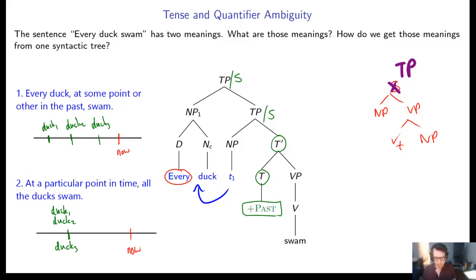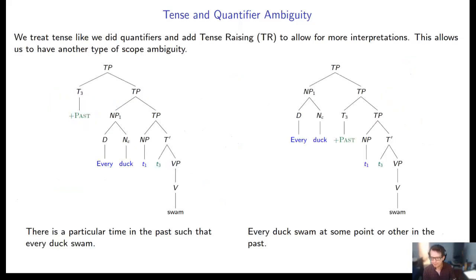We are going to do what's called tense raising. So like quantifier raising, we can also raise tense. So if we think about the fact that both quantifiers and tense can be raised now, we can get two different orderings of quantified nouns and tense in our trees. And at this point, you can be thankful that we're not doing semantic composition on these trees, because we totally could.